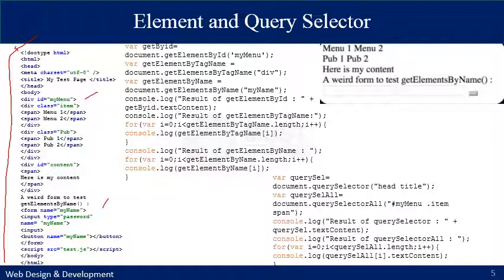So here is an output. You can see menu 1, menu 2, pub 1, pub 2. Here is my content, some text and two text boxes with a button.